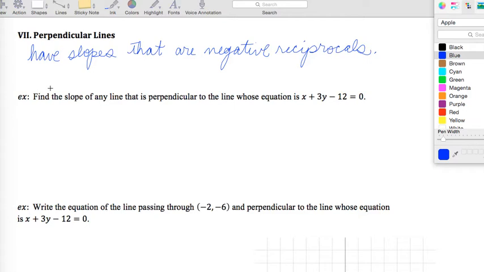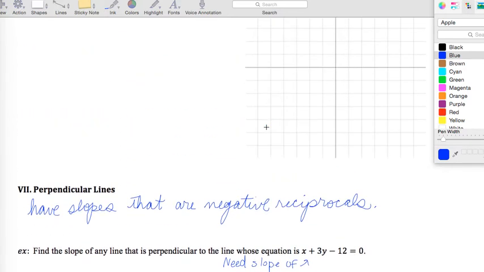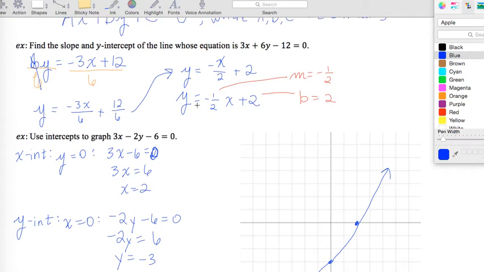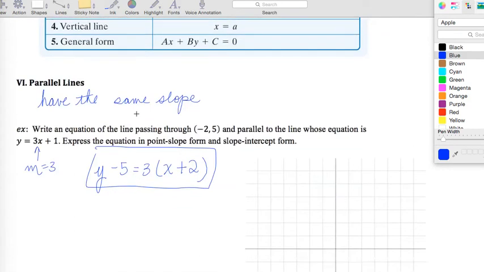So, example, we want to find the slope of any line that is perpendicular to the line whose equation is this. So we need the slope of that line. So to find the slope of this line, I'm going to put it in slope-intercept form. I'm going to solve for y. So 3y is negative x plus 12. Now dividing both sides by 3, what we saw up here is that you basically end up dividing each term by that coefficient of y.